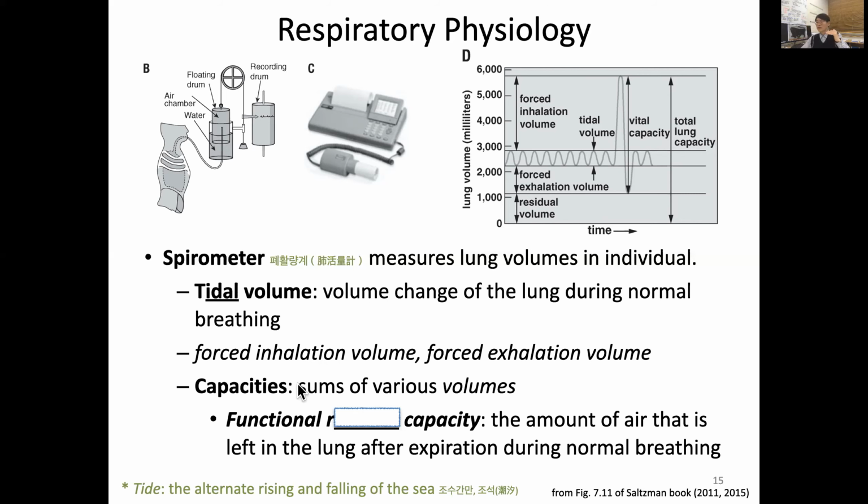And let's see, functional, which means we can do this. So residual, when we have a normal exhale, the amount of air that's left inside the lung after expiration during normal breathing, this much amount we call the functional residual capacity. So functional residual capacity is really the summation of residual volume plus forced exhalation volume.